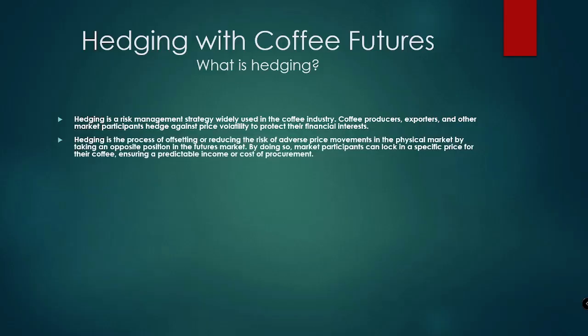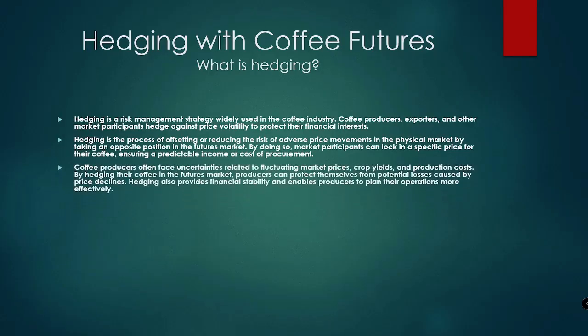Hedging is the process of offsetting or reducing the risk of adverse price movements in the physical market by taking an opposite position in the futures market. By doing so, market participants can lock in a specific price for their coffee, ensuring a predictable income or cost of procurement. Coffee producers often face uncertainties related to fluctuating market prices, crop yields, and production costs. By hedging their coffee in the futures markets, producers can protect themselves from potential losses caused by price declines. Hedging also provides financial stability and enables producers to plan their operations more effectively.